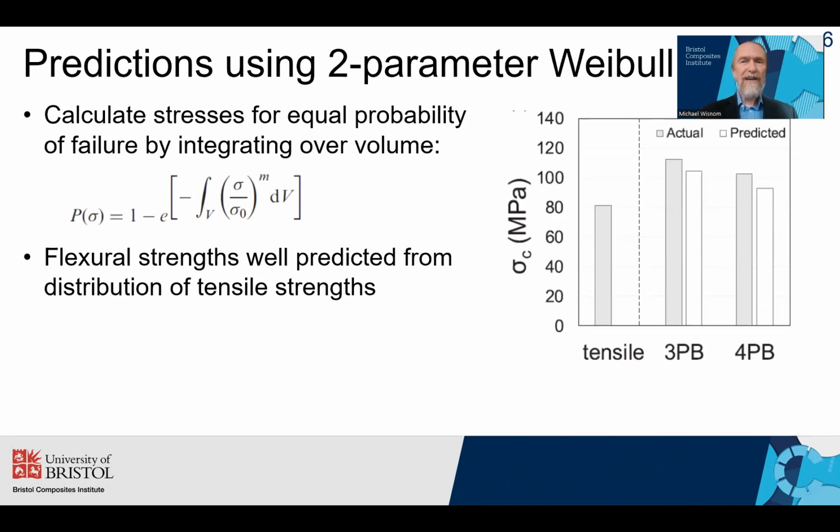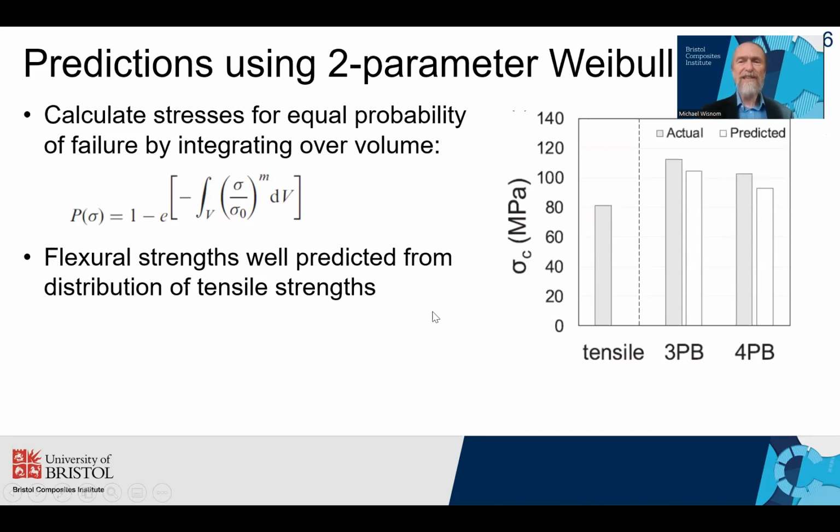So if you accept the Weibull model, then you can use the results from one test to predict what would happen in another test. What they did in this case was to calculate the stresses for equal probability of failure by integrating the stress distribution over the volume, taking account of the variability inherent in the Weibull distribution. Taking the strength parameters from the tensile direct stresses, which was around 80 megapascals, they were able to predict what would happen in the 3-point and the 4-point bending tests and compare against the experimental measurements.